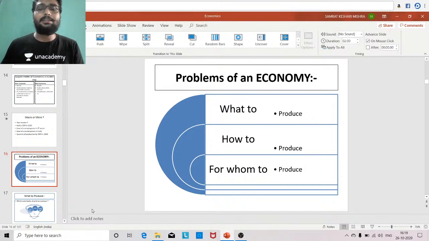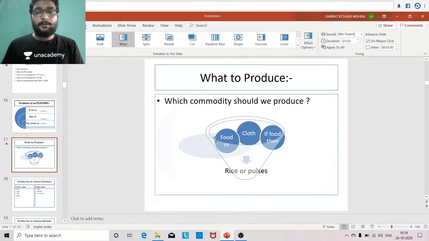The next thing we need to discuss is the problems of an economy. What are the problems of an economy? There are three basic problems: what to produce, how to produce, and for whom to produce. Let's understand these three basic problems individually. First, let's say what to produce. What to produce? What exactly should the economy produce?